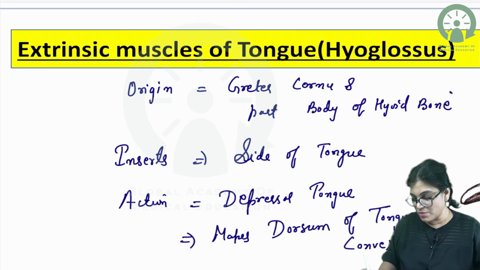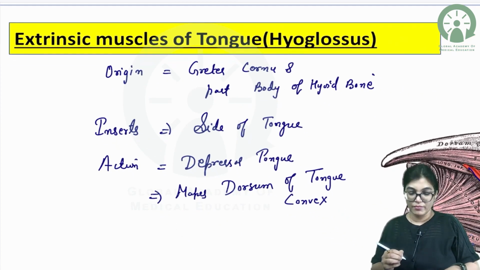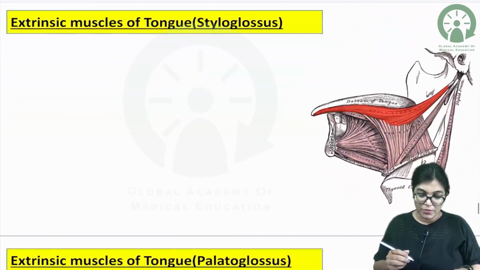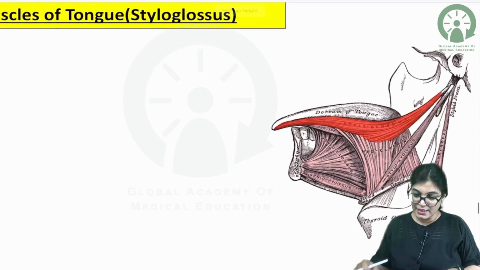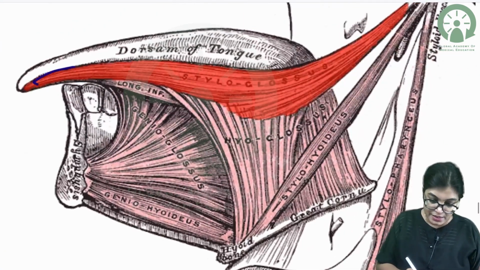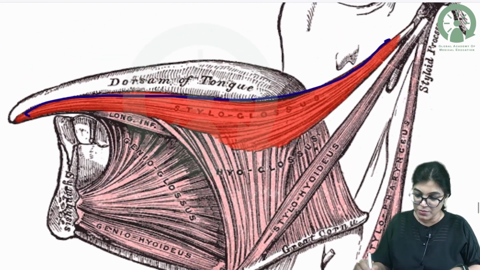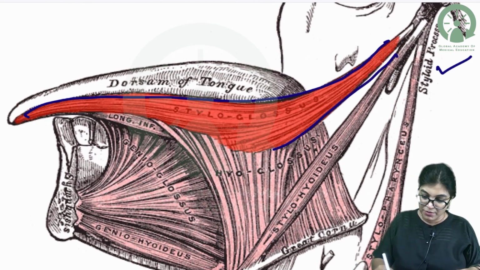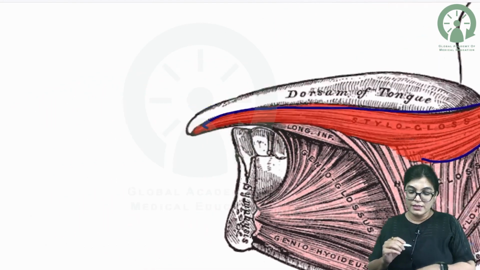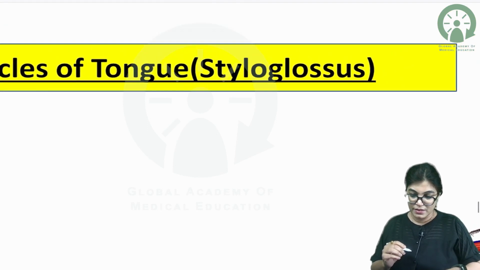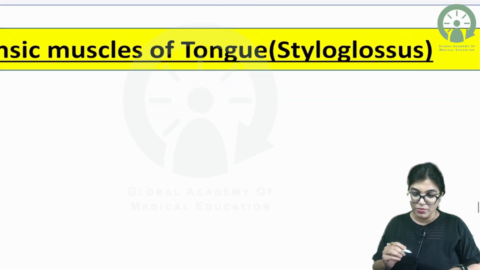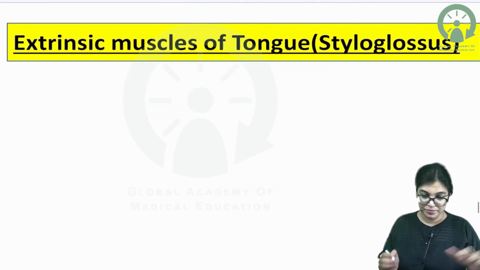It makes the dorsum of the tongue convex. Now, what about the styloglossus muscle? So, we can see the muscle here. This is the styloglossus muscle arising from the styloid process and merging onto the side of the tongue. Let us talk about the styloglossus muscle.